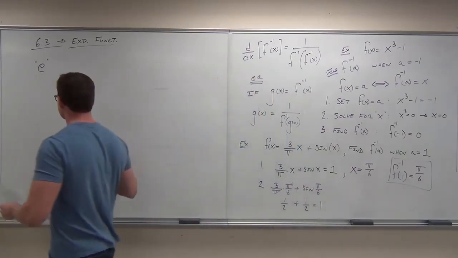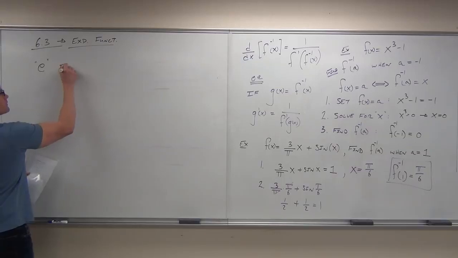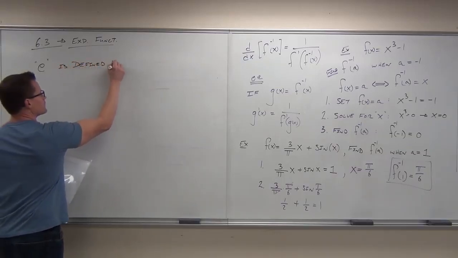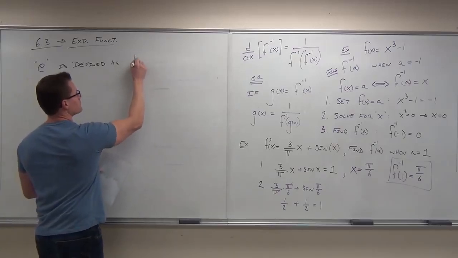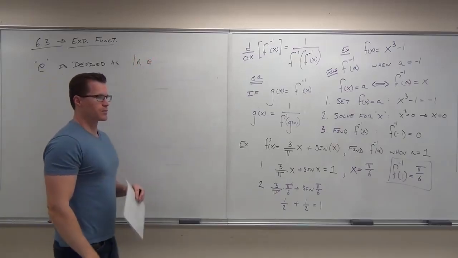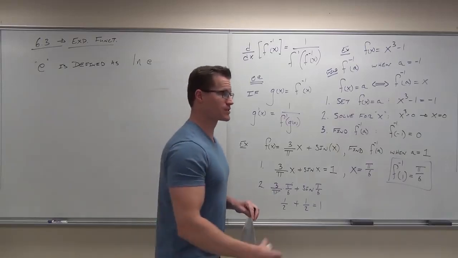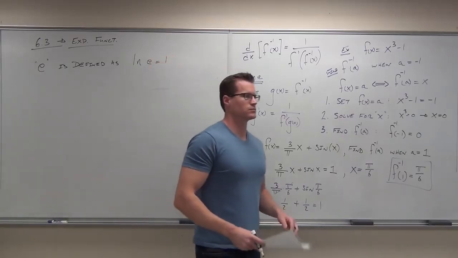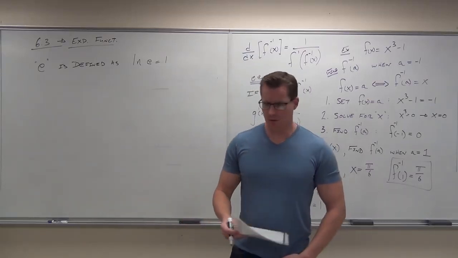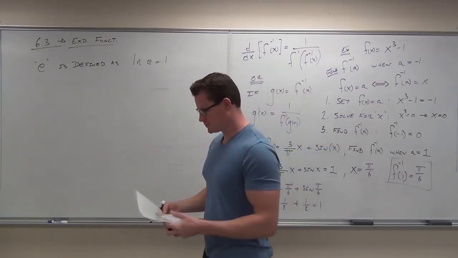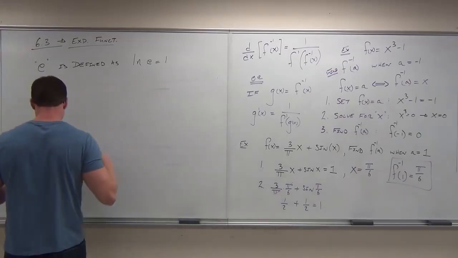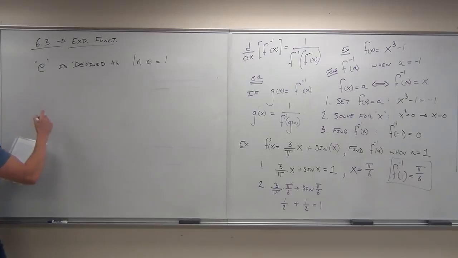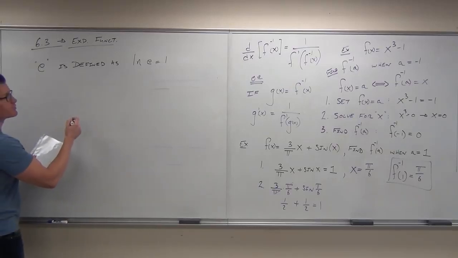And how we define it, e is defined as this. It's a number that, when I say ln of this number, it gives me 1. I'll give you another definition too. It's kind of a more mathematical one.